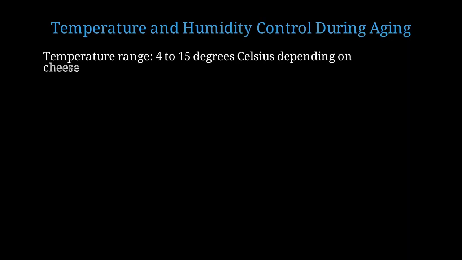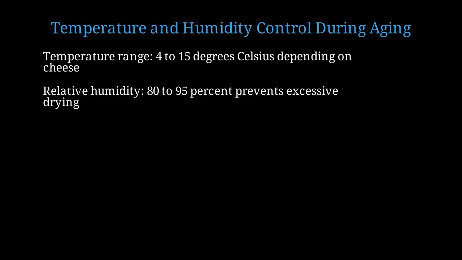Environmental conditions during aging are precisely controlled. Let's understand why temperature and humidity matter so much. Most cheeses age at temperatures between 4 and 15 degrees Celsius. Warmer temperatures accelerate enzymatic reactions but increase the risk of undesired microbial growth. Relative humidity is kept high, typically 80 to 95%, to prevent the cheese surface from drying out and cracking. Too low humidity causes moisture loss and rind problems. Too high risks mold growth.